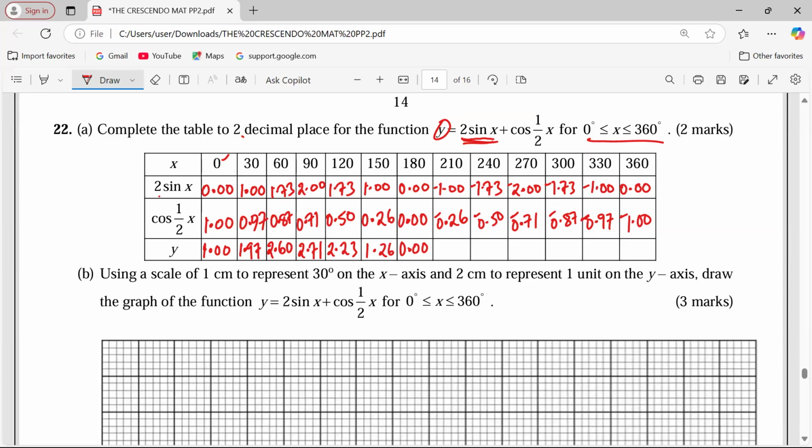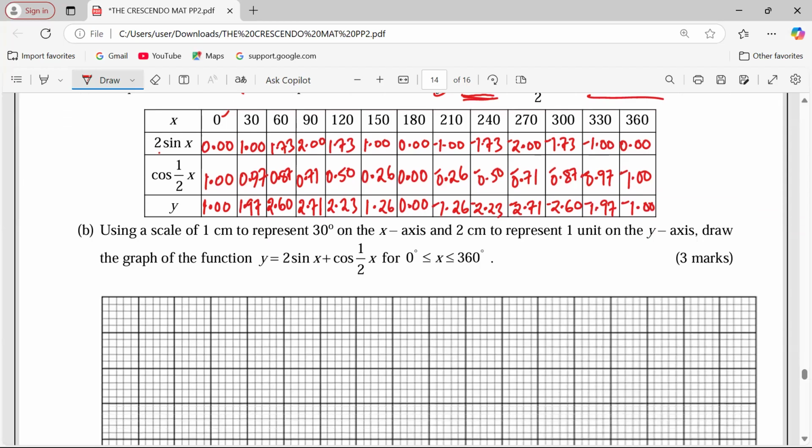Then this is when we add these negatives now, we get negative 1.16. Negative 1.26. Then we can talk about negative 2.23. Then negative 2.71. Then negative 2.6. Then negative 1.97. And finally, negative 1.00. That is it. So we have all the values now. A matter of just using a calculator and you are there. So our marks are already intact.